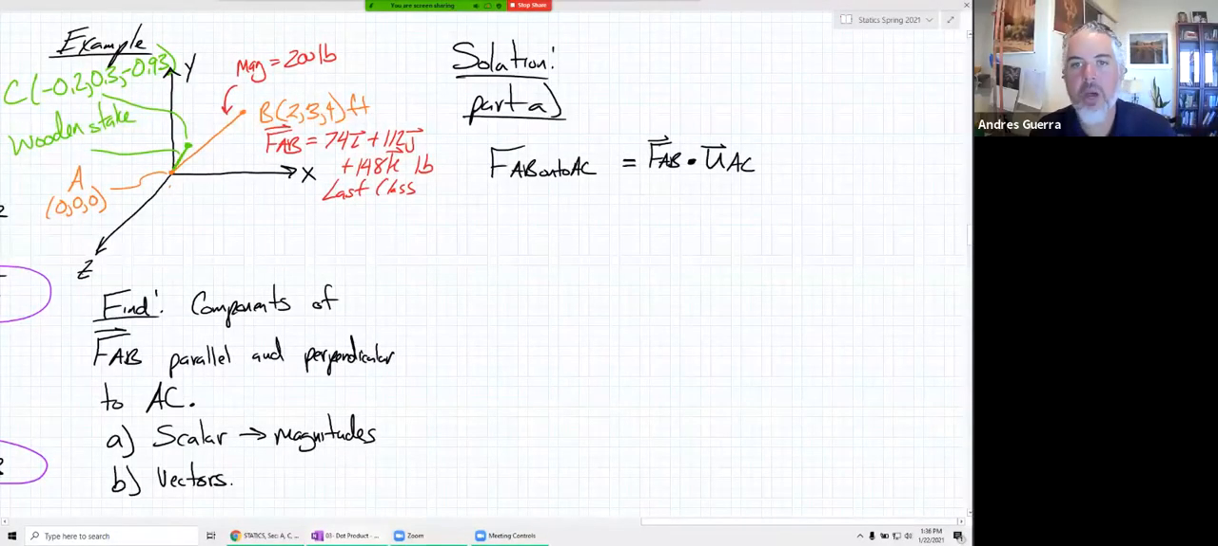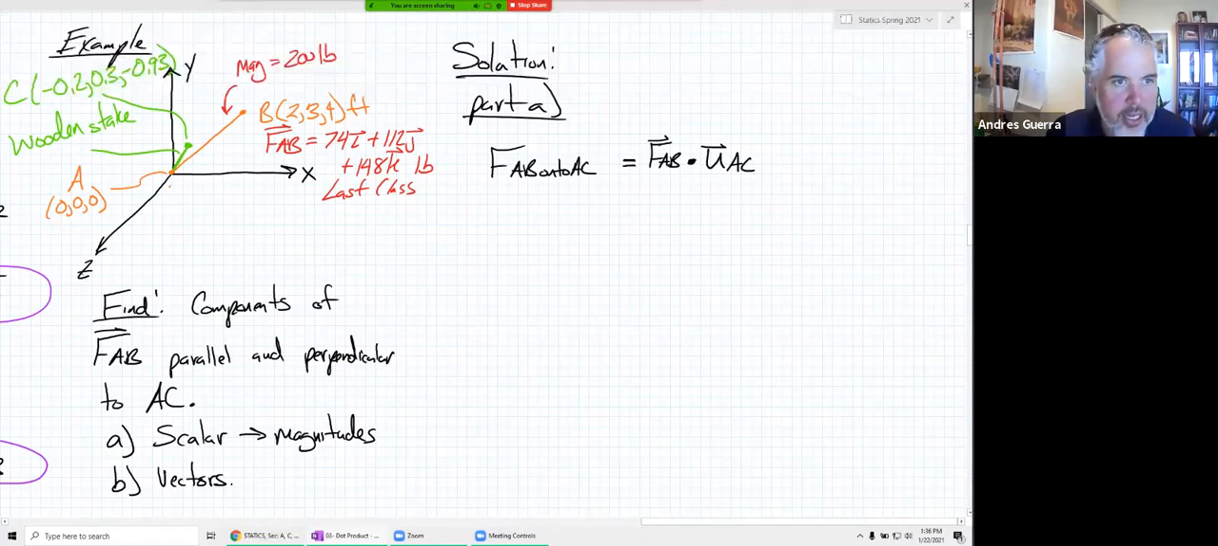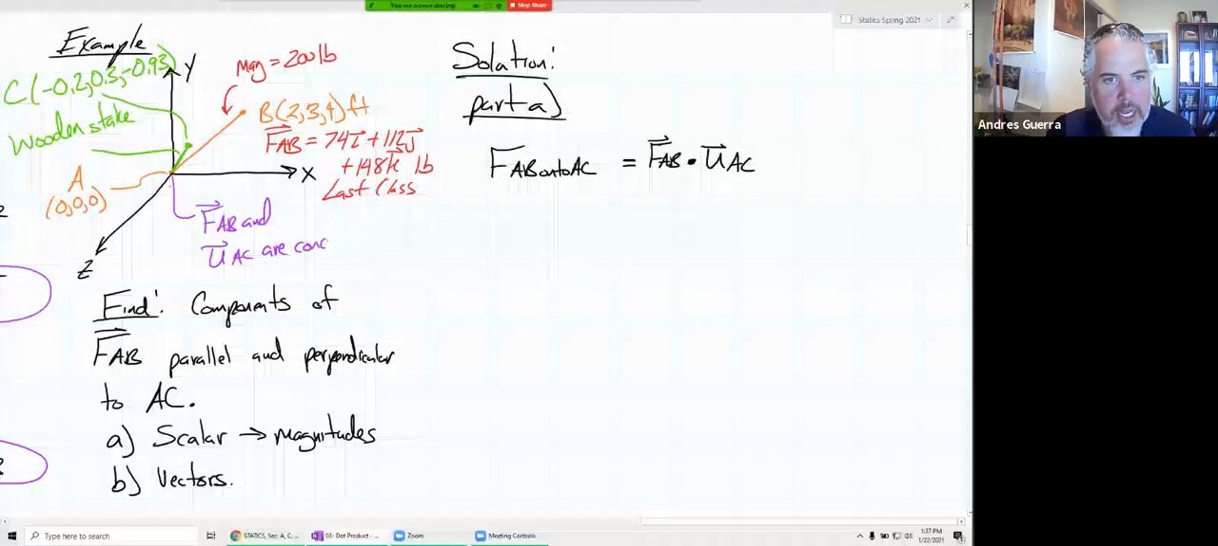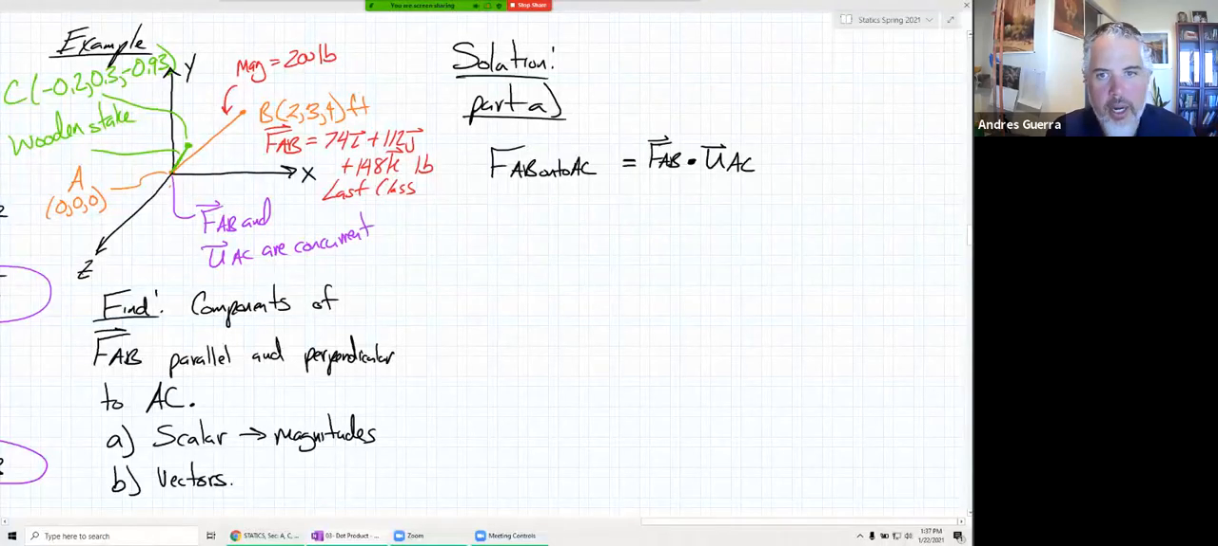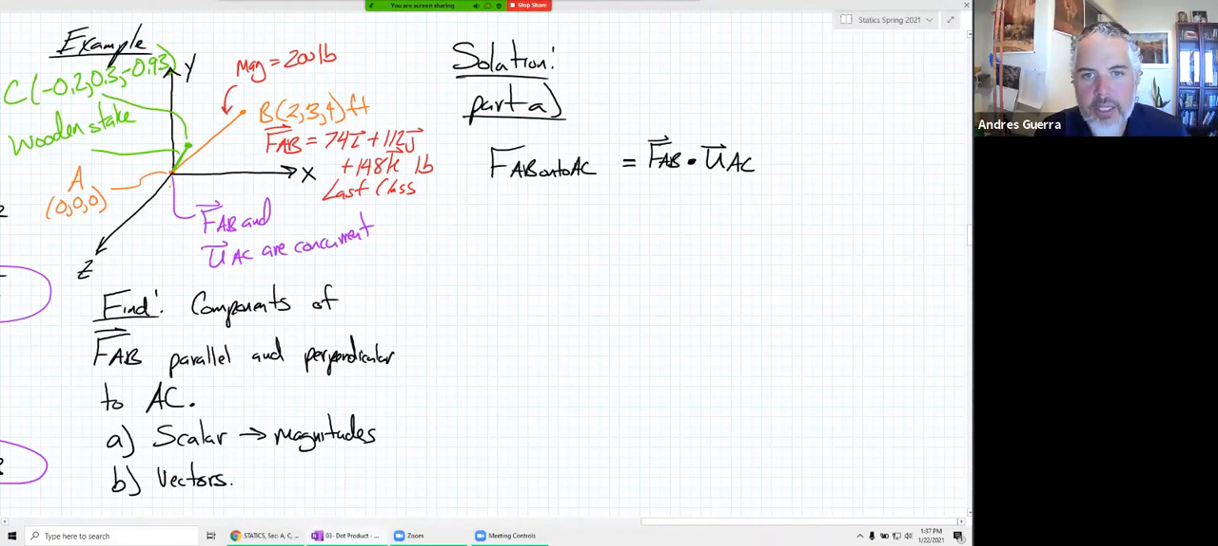Also notice that these two are concurrent, aren't they? I do have this intersection point here. Let's add a note right here: FAB and the unit vector from A to C are concurrent because they intersect right there. So we have FAB dotted with the unit vector from A to C, and we are going to need that unit vector.